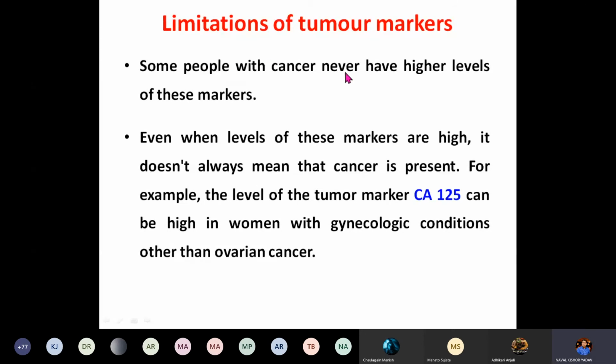So some people with the cancer never have the high level of these markers. So this is also an exception. A person is suffering from the cancer, but the markers which you have used may show normal. That is a limitation of the tumor marker. You can see here another limitation of the tumor marker.